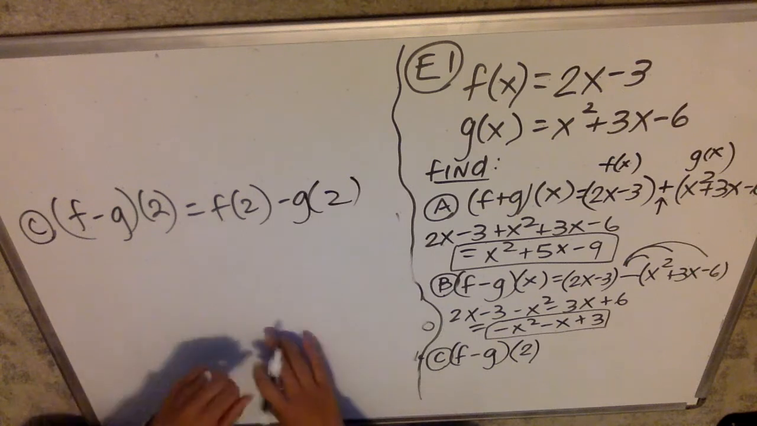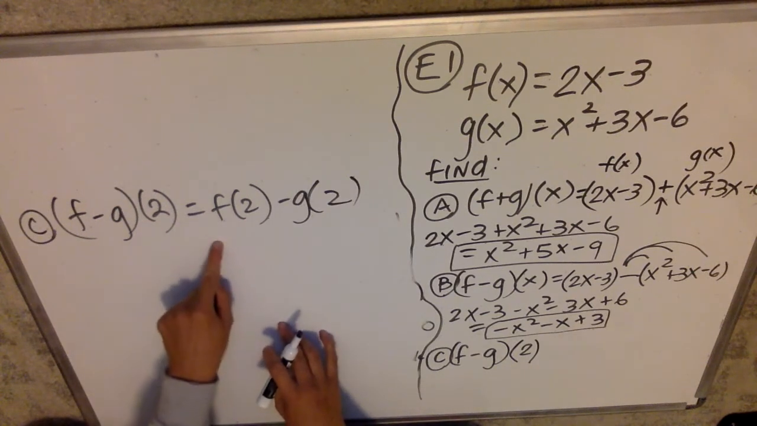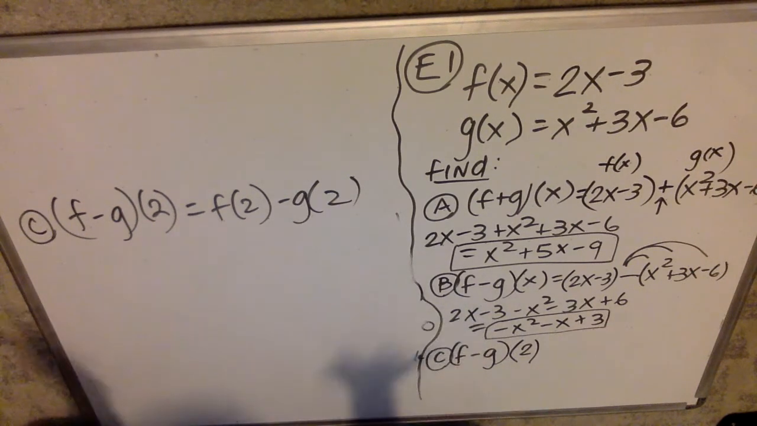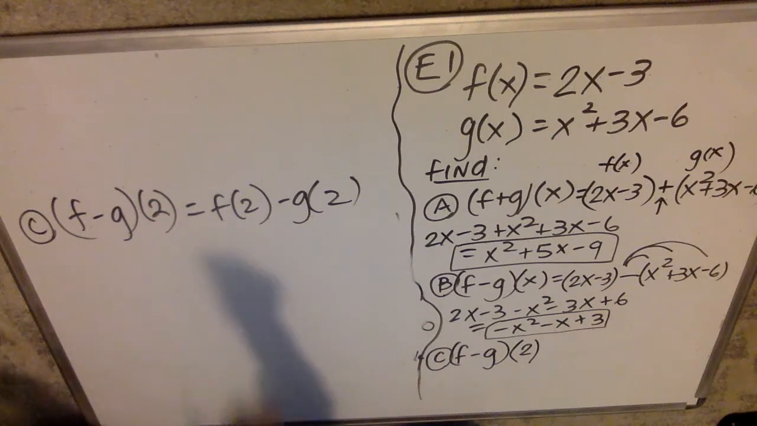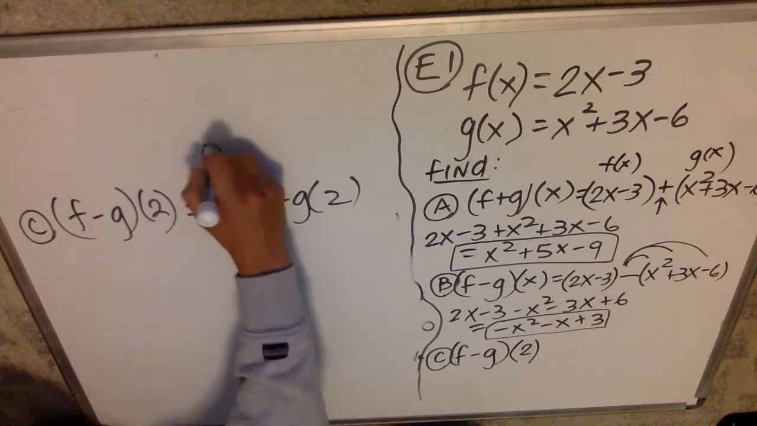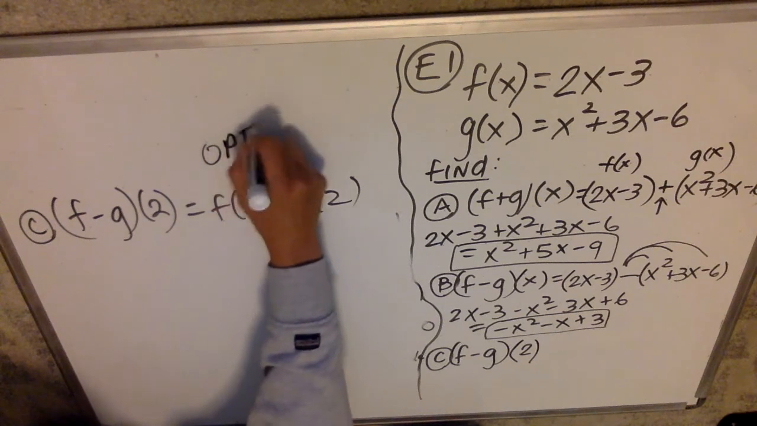So one way to do this is to just find what f of 2 is, find g of 2, and subtract them, and that's totally fine. So that's one option, right? So this is like option 1, okay?